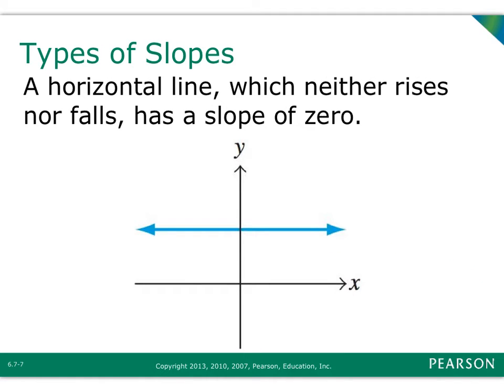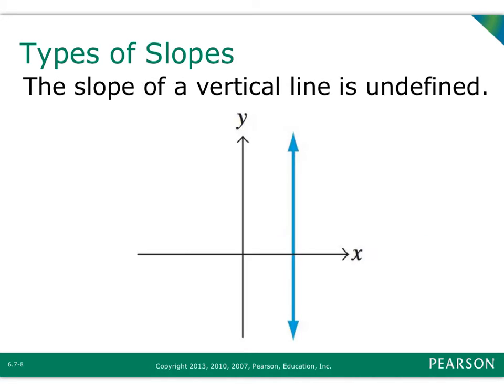A horizontal line, which neither rises nor falls, has 0 slope. Here, m equals 0. There is no slope. And finally, the slope of a vertical line is just undefined. So in this case, m does not exist. There is no slope here.